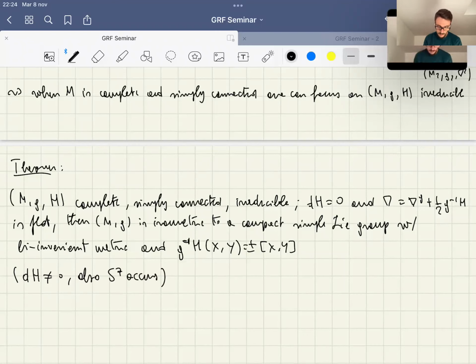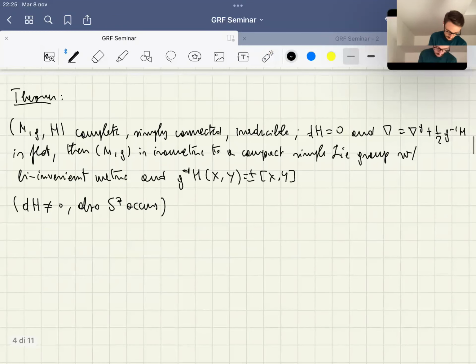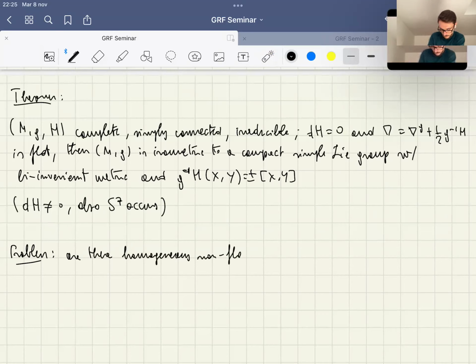So this tells one what's going on for flat Bismut connections in the complete and simply connected case. So essentially, if the three-form H is closed, we essentially have semi-simple groups with bi-invariant metrics and torsions given in this form here. And so the problem now is to understand whether there exist homogeneous non-flat examples.